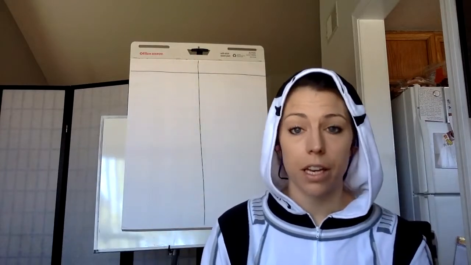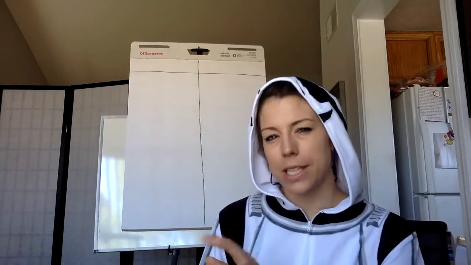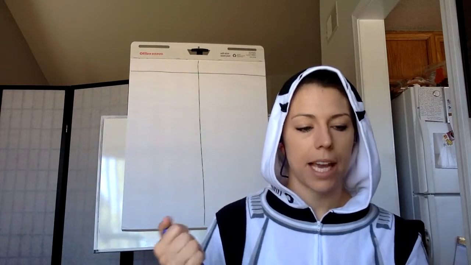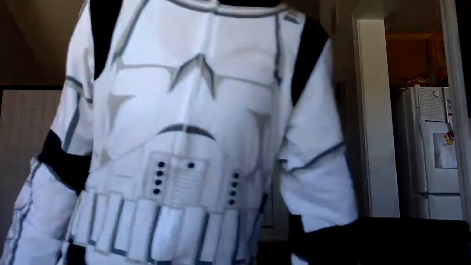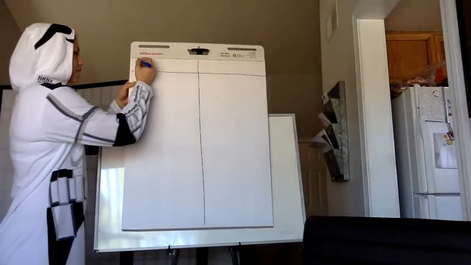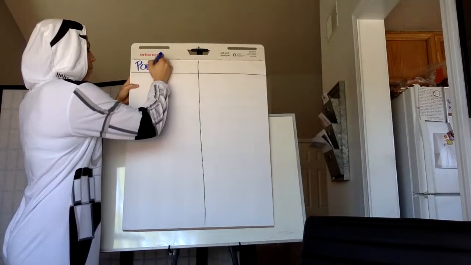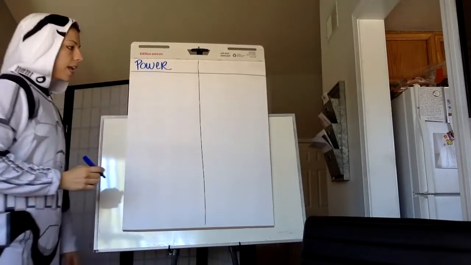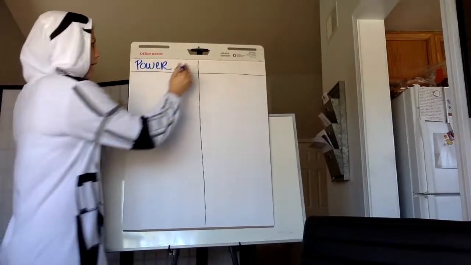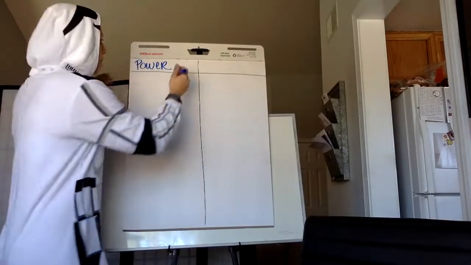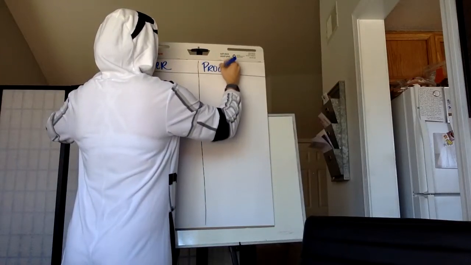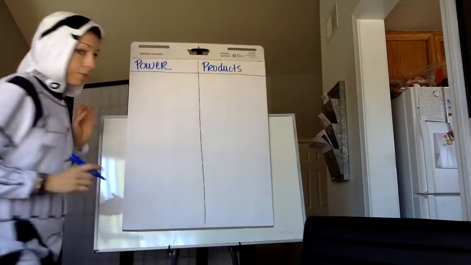Ta-da! Okay, in your T-chart, we're going to be comparing powers to their equivalent products. It is important that we understand how that works, because when we get into our properties today, it gets a little bit messy if we don't. On the left-hand side, I want you to write the word power. And on the right-hand side, we'll go with product. Yeah, we'll just keep it simple to start.